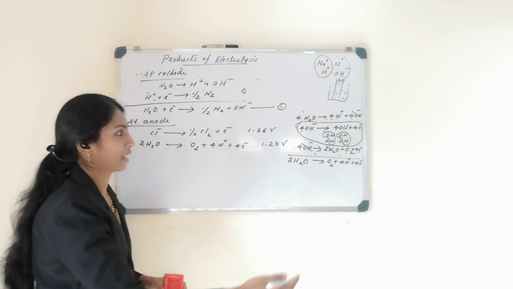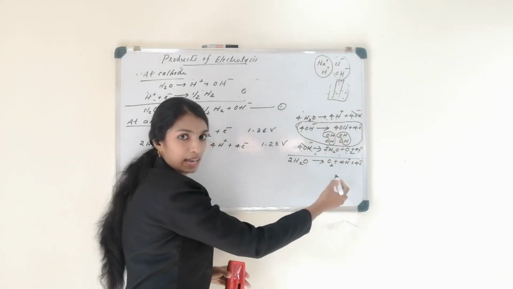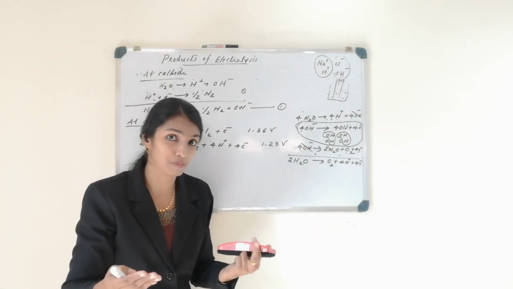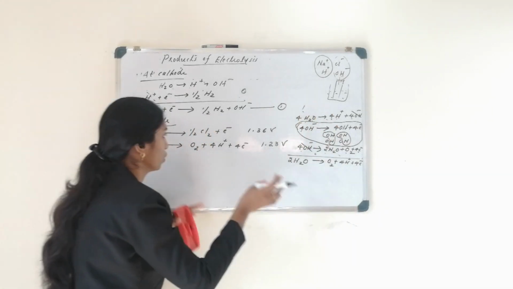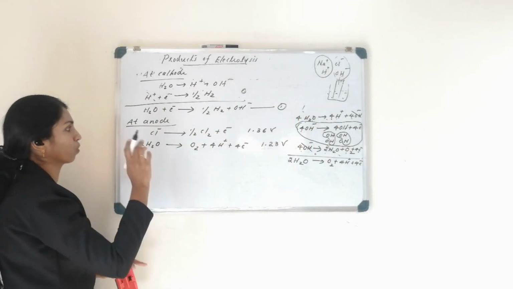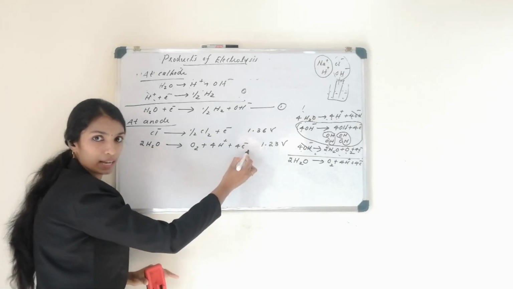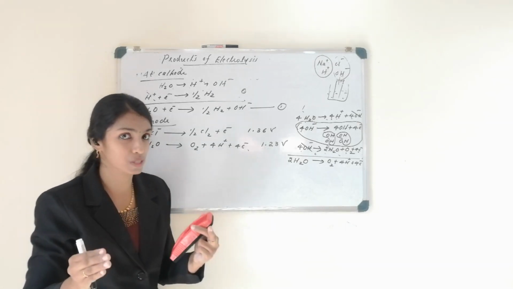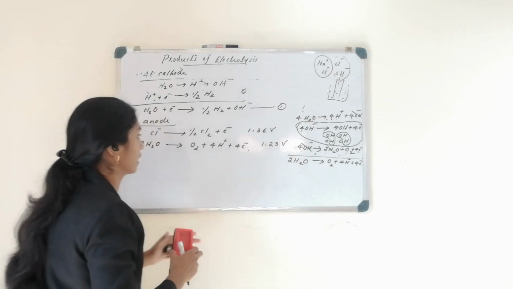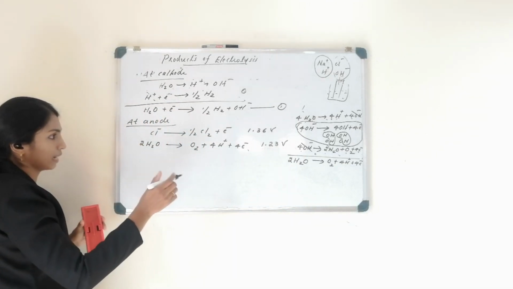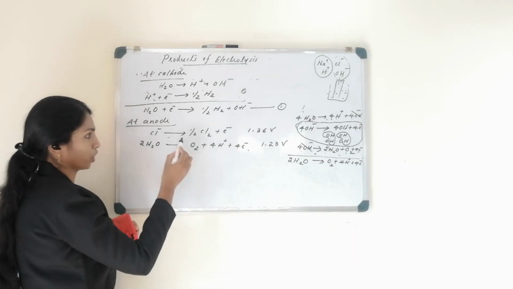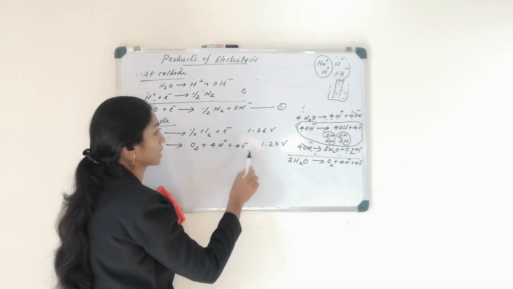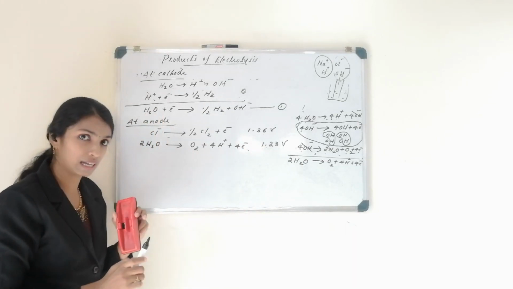You don't need to write these equations. I have just shown how it comes. Clear? You just remember the equation that occurs at the anode is this one. Then next, see the reduction potential values of these two equations. Here 1.36 and here 1.23.